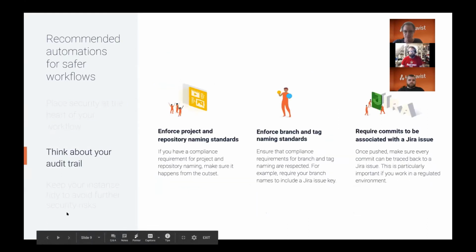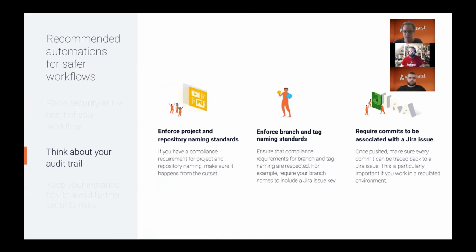The next thing to think about when setting up your workflow in Bitbucket is an audit trail. Again, this is important if you're working in a regulated environment and you have to be able to trace back what decisions were made, where code was attached to a JIRA issue, say. And the three things that you can do in Bitbucket out of the box with this: you can enforce project and repository naming standards.